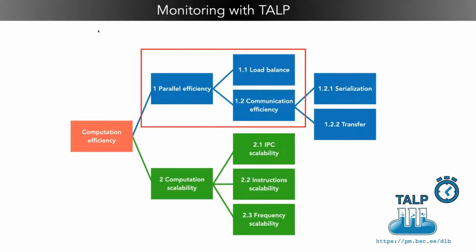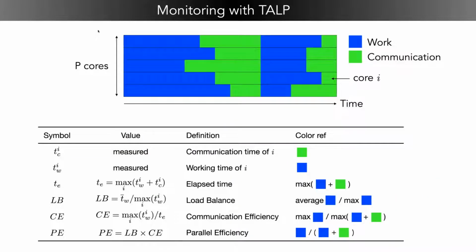So I will start with monitoring and go back to this performance model. At BSC we have this TALP library, which is developed at the computer science department, which gives you information about the parallel efficiency. The parallel efficiency is divided between load balance and communication efficiency. Now we'll go to a picture. On the top you have what we call a trace.